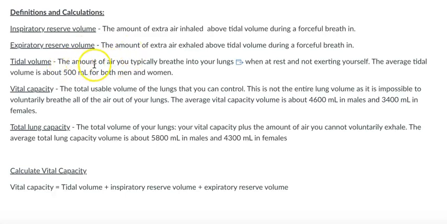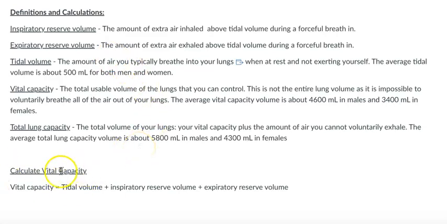Tidal volume, this is the amount of air you typically breathe into your lungs when at rest and not exerting yourself. That would be your tidal volume. You don't have to memorize the average vital capacity in males versus females or the total lung capacity in males versus females. That's just there for your information, but you do need to know these definitions.